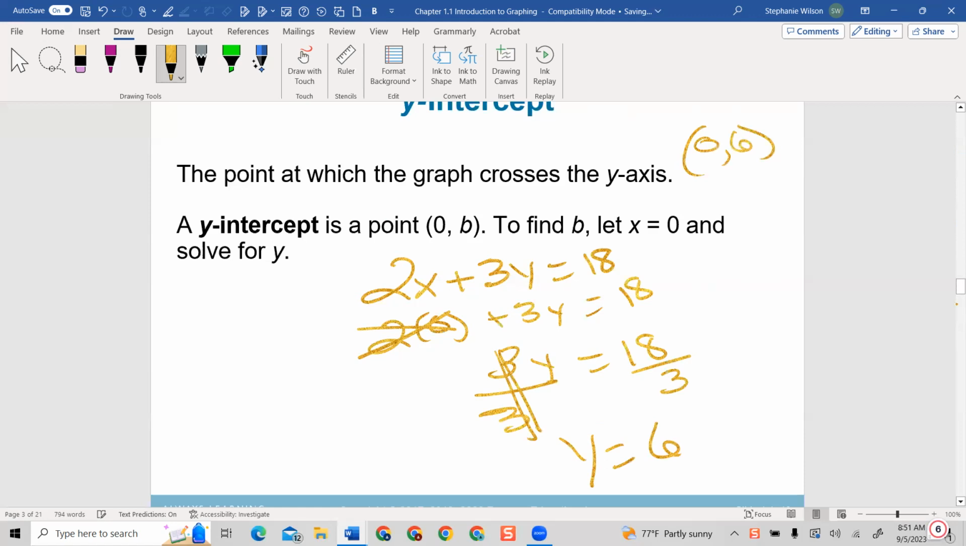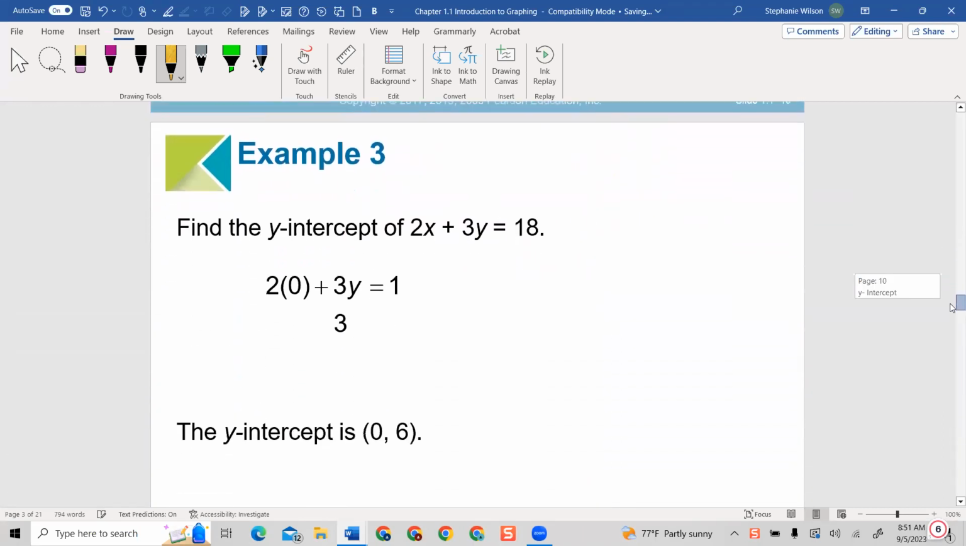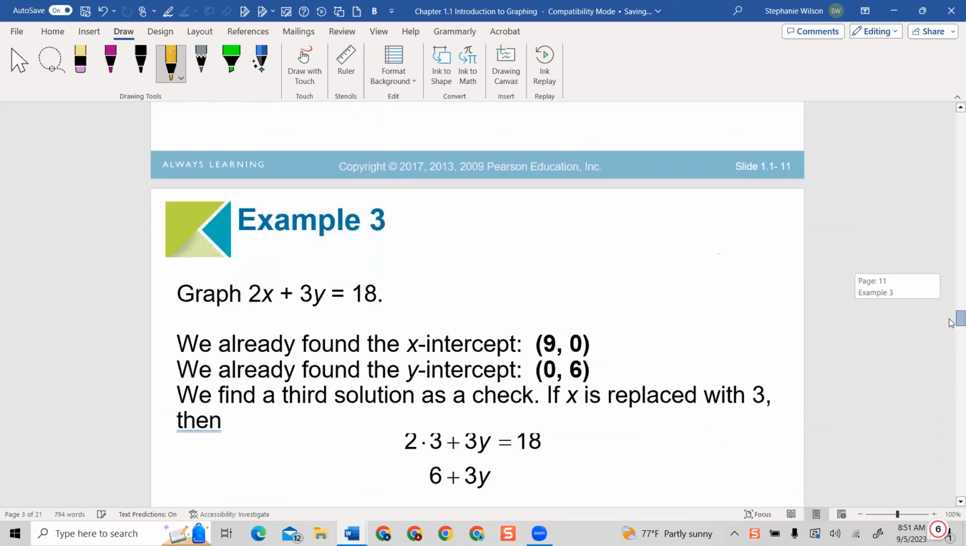I just want to do a little side note. If it would have been a -3, y equals 18, we would have divided by -3, because negative divided by negative is positive, right? So that was just a little side note. As you can see, it's worked out.